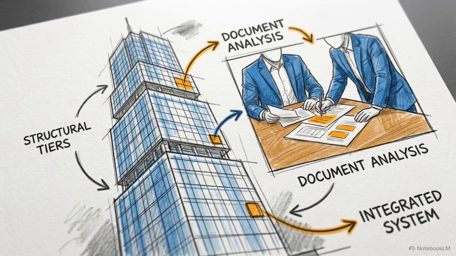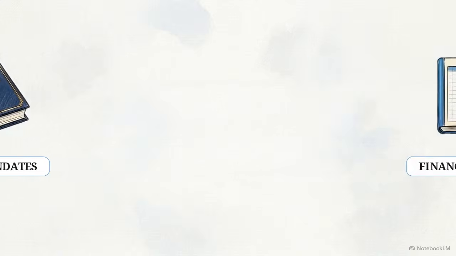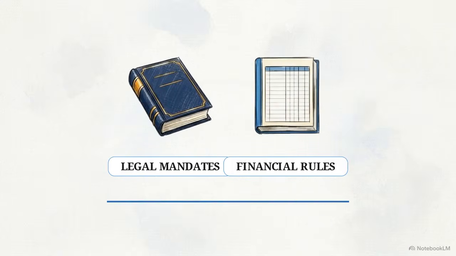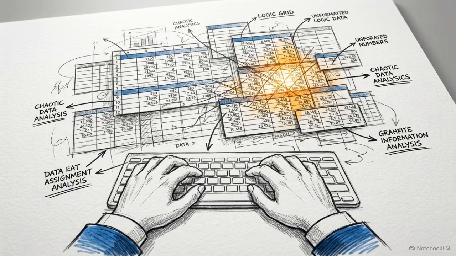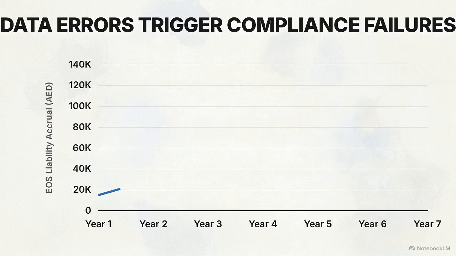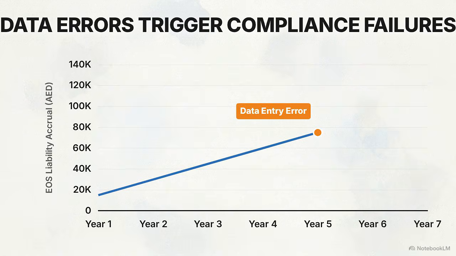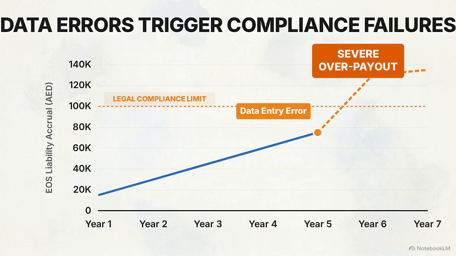Navigating Middle Eastern labor law requires absolute precision, especially when managing end-of-service payouts. The legal and financial rules governing these settlements are dense and strictly enforced. Relying on manual spreadsheet calculations for final settlements creates a massive liability. A single data entry error or misunderstood bracket leaves an organization highly vulnerable to severe compliance failures or costly overpayouts.